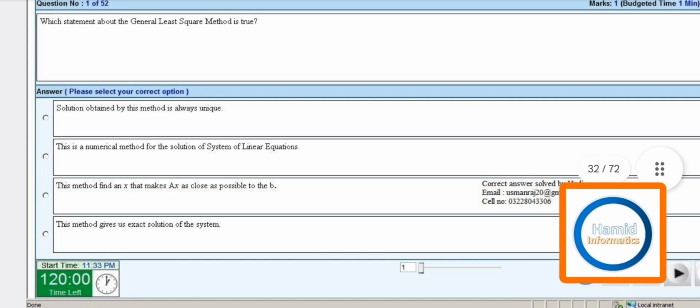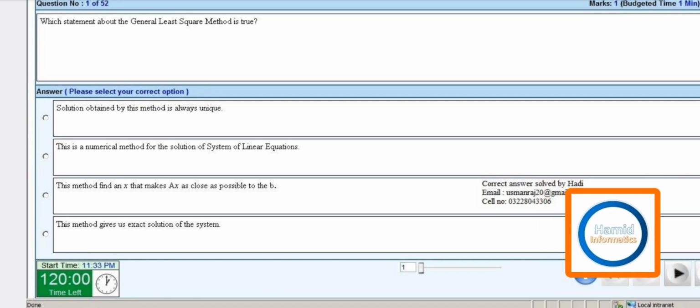Which statement about the general least squares method is true? And this method finds x that makes Ax as close as possible to b.